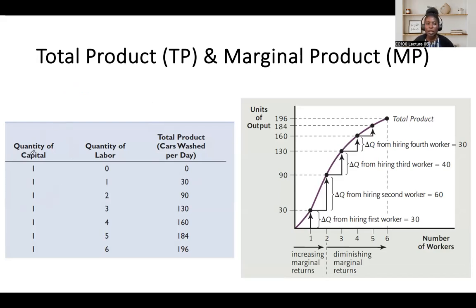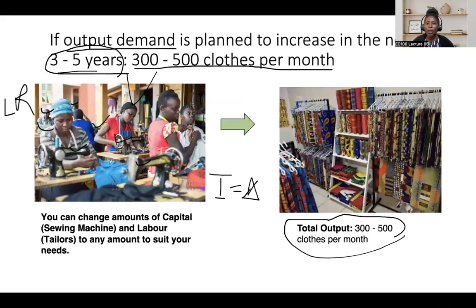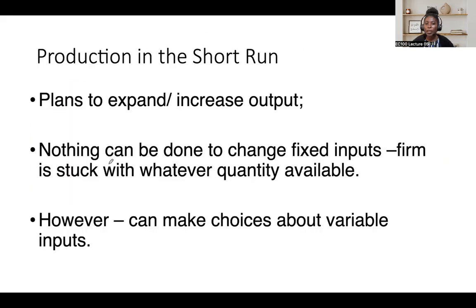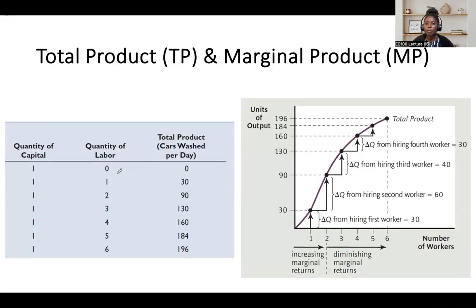This is just an example. We want to see how production in the short run actually happens. So we are starting with the short run and then we're going into the long run. So you have capital. This is an example of a car wash business. This is from the textbook. So back to the textbook, we are looking at this example that we are given.